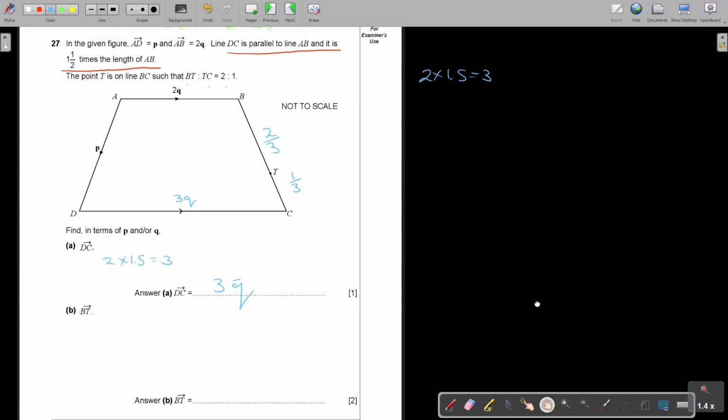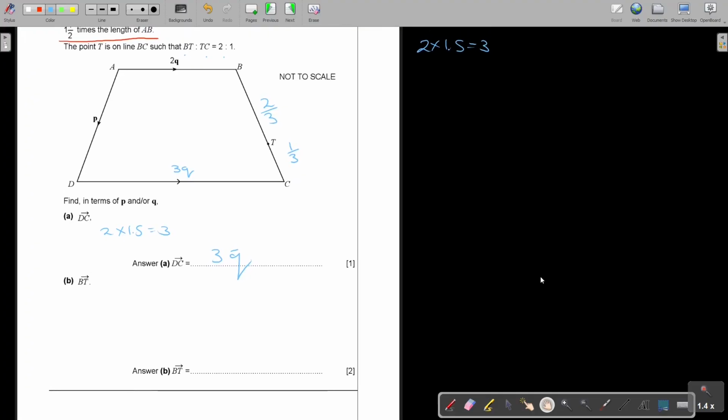The next one, BT. Okay, so where is it? But before we can find BT, we can say that BT, the vector, is 2/3 of BC. Do you see? BT is 2/3 of BC. But how do I find BC? Now remember the story of the long and the short road. You just start at the same point and you end at the same point. So that's the short road, BC. But if you go from B to A, from A to D, from D to C, let's write it down.